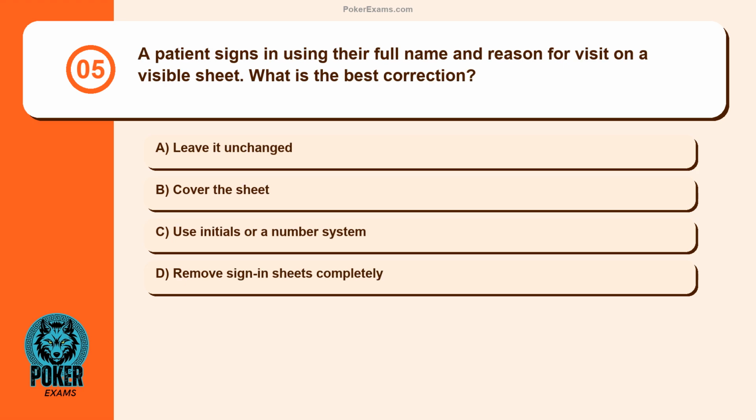Question 5. A patient signs in using their full name and reason for visit on a visible sheet. What is the best correction? Leave it unchanged. Cover the sheet. Use initials or a number system. Remove sign-in sheets completely.